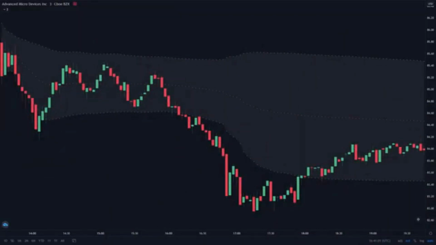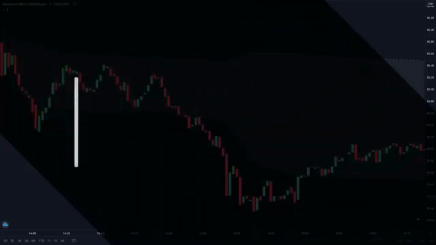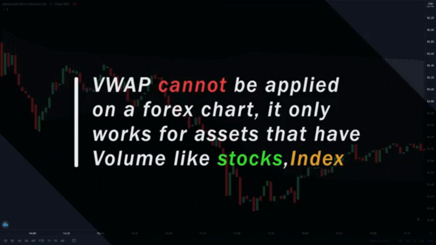Intraday means the time frames that are less than a day, like the 1 minute, 3 minute, or hourly chart. Note that you cannot apply the VWAP onto a forex chart due to the fact that many software platforms do not account for volume data in this asset class.